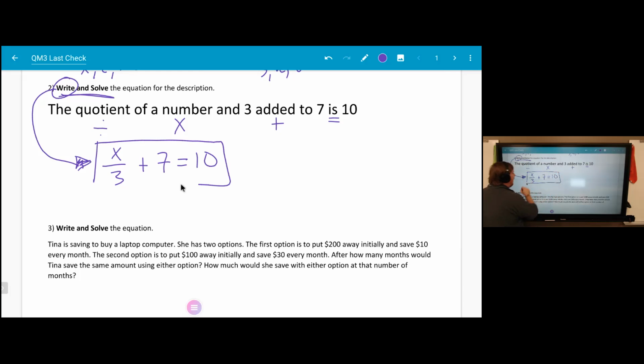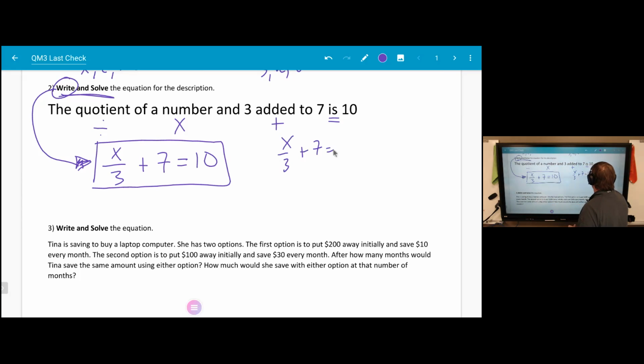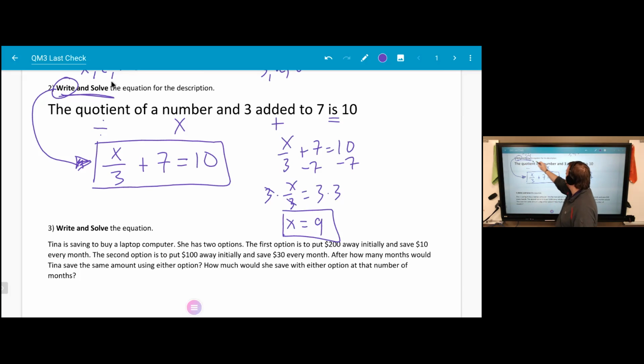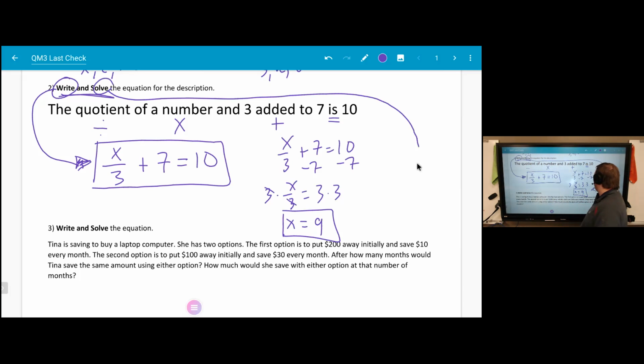That's the writing. If I was to solve it, I like to rewrite it to solve it. You don't have to if you don't want to. X divided by 3 plus 7 equals 10. Well, in this case, I would subtract 7 from both sides first. So x divided by 3 equals 3. Then I would multiply both sides by 3 because that would simplify to just plain x. And I would have x equals 9. That's the solving part. The solving process is right over here.